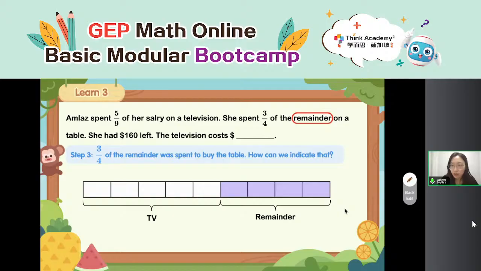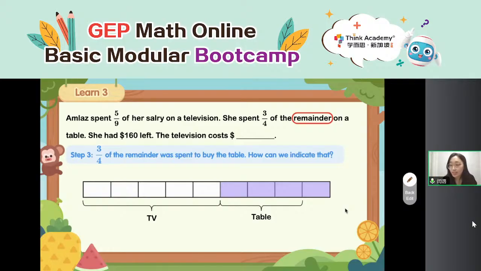3/4 of the remainder. Could you please show me which part is 3/4 of the remainder? Again, take out your pencil, try to draw it out. Which part is 3/4? Okay, good. 3 out of 4, right? And then we haven't finished all. She had $160 left. So which part is $160?